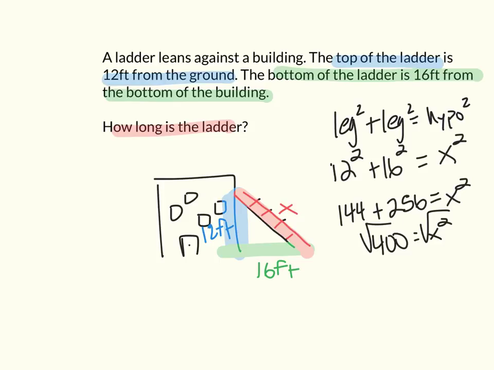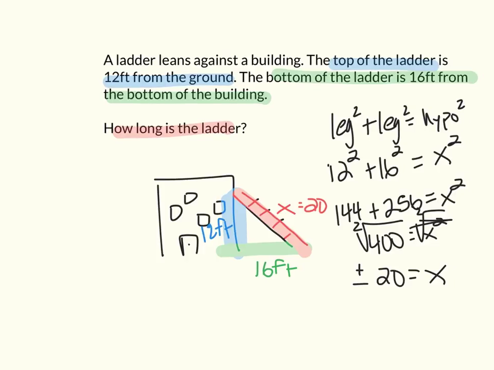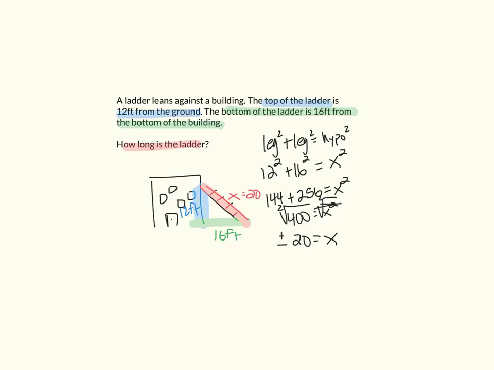And I'll take the second root on both sides, and I get x equals plus or minus, let's see, the second root of 400 is 20. And just like always, since I'm talking about real world length, I can't keep my negative because you can't have negative length. So only the positive answer stays, and I get x equals 20. And am I done? Nope. My answer is a sentence. The ladder is 20 feet long.